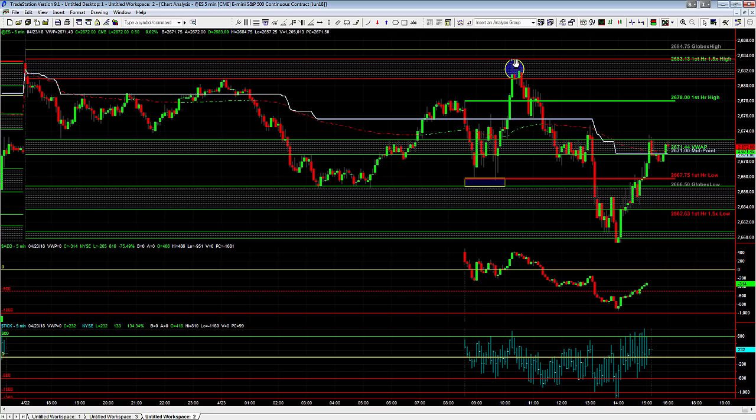Then you think about the target. Okay, if this is successful, if this zone does indeed hold, where could the market go? Now, one way to set that target is to just use a previous zone.